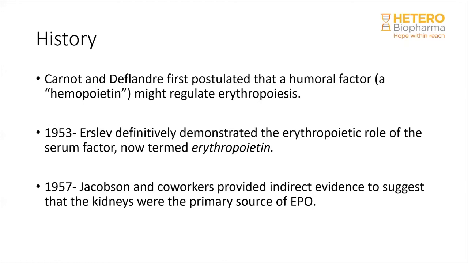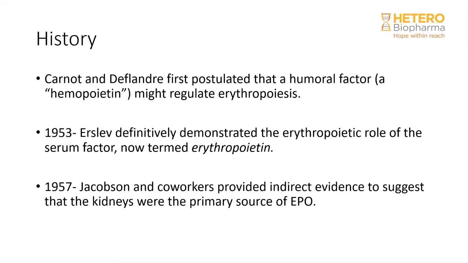So let's go to the history of erythropoietin. It was in the early 19th century that Carnot and Deflandre first postulated that there is some circulating humoral factor which helps in erythropoiesis, and they termed it hemopoietin. This was basically from their experiments on anemic rabbits.